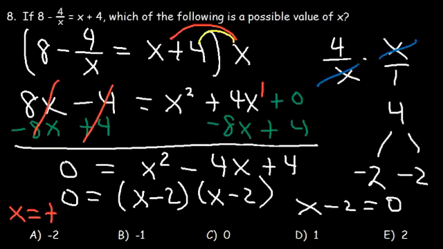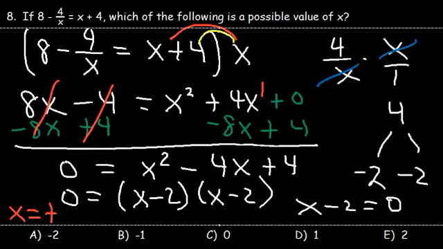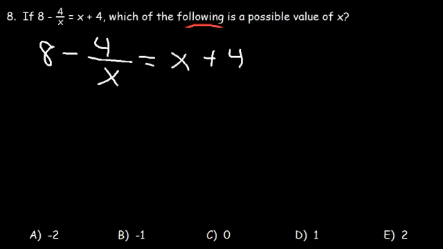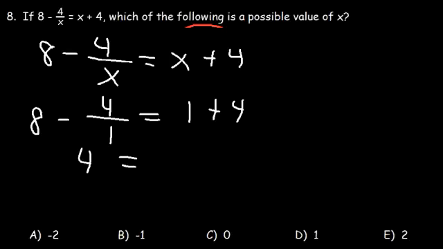So let me illustrate that technique. So let's say if you think 1 is a possible answer. You can plug in numbers if you're having difficulty solving for the equation. So 8 minus 4 over 1, we're going to replace x for 1, is equal to 1 plus 4. 8 minus 4 is 4, and 1 plus 4 is 5. So this is not true. The left side does not equal the right side, so therefore D cannot be a right answer.